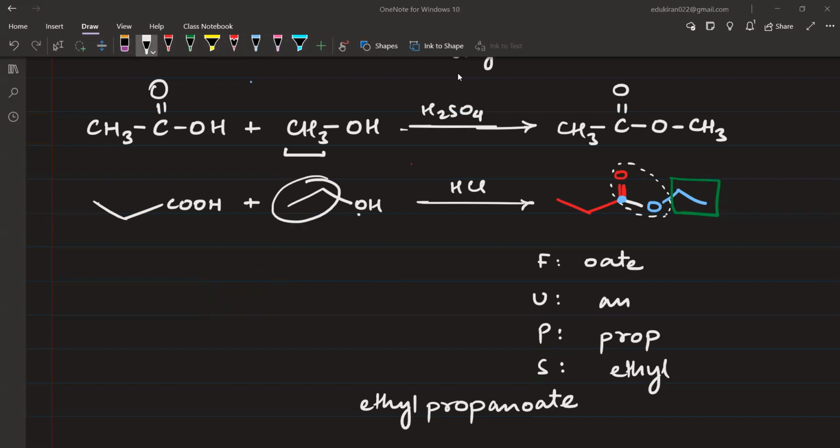And as soon as I say oate, everyone who is reading this particular name, as it ends with oate, there should be a substituent. And this substituent, if it is not numbered, it is on what? It is on the oxygen atom. If it is not numbered, so ethyl, it is not numbered. It suggests that it is on the oxygen of the ester. Okay, so this is an ester. All of these are esters.